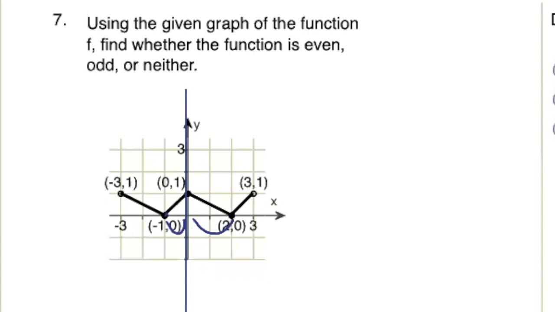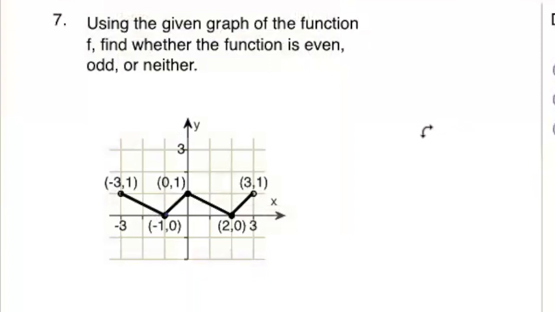So this does not have y-axis symmetry. The two sides need to be exactly mirror images of each other. In this case, I would need to have my point located here and have a graph that looked like that, but I don't. So this graph does not have y-axis symmetry.